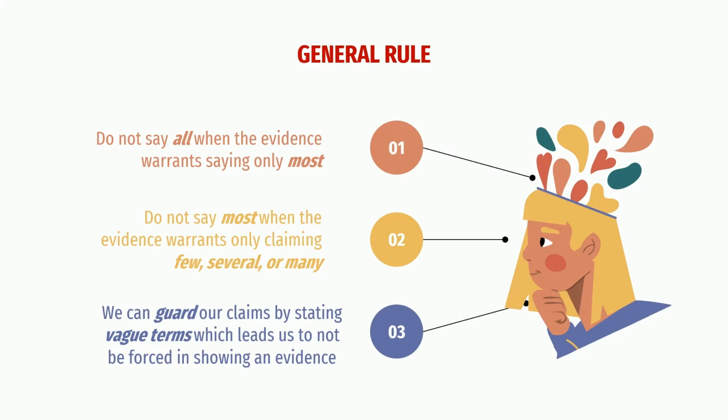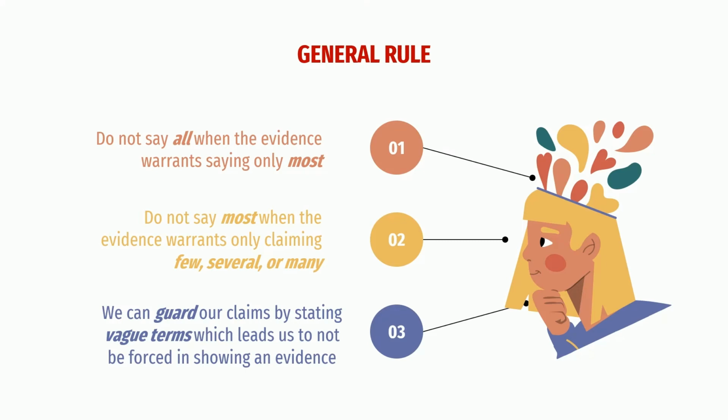These are some general rules when it comes to generalization. Do not say "all" when the evidence warrants saying only "most." Do not say "most" when the evidence warrants only claiming "few," "several," or "many." We can guard our claims by stating vague terms, which leads us to not be forced to show evidence. This means that when we are uncertain about our evidence but want to make a generalization, we could use vague terms such as "many" or "few," depending on the cases we have, which makes other people not disagree with us.